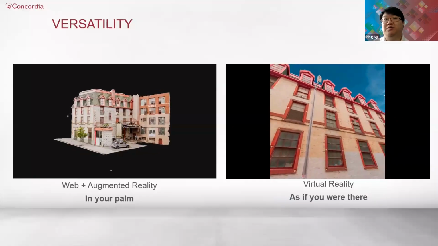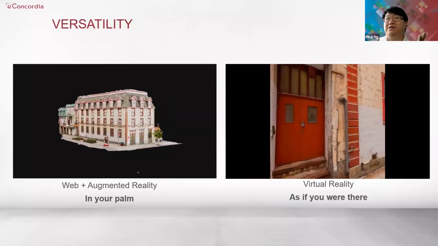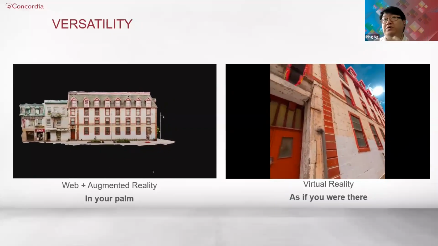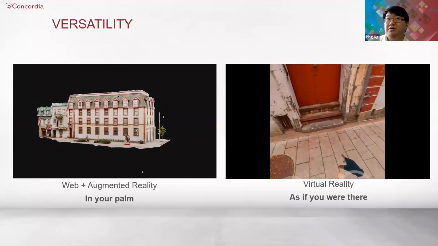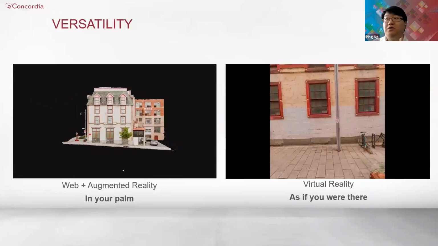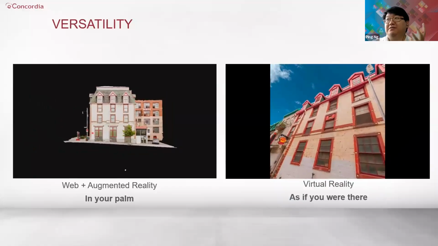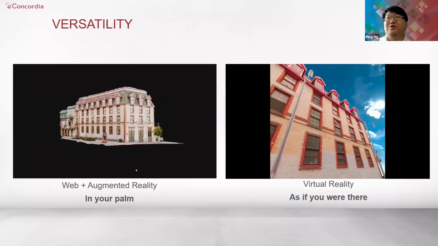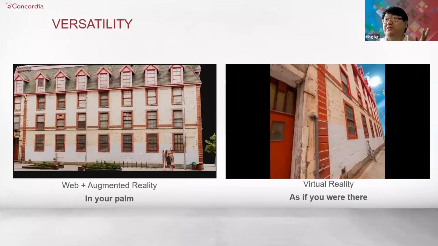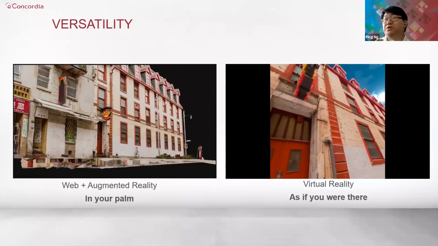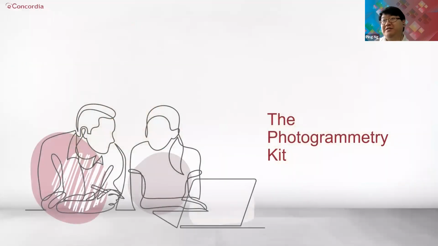And so, like I mentioned before, you can do it on the web, you can do it in augmented reality, what we call content in your palm, but you can also go into virtual reality where it's as if you were there. So in the unfortunate event that the building no longer exists for whatever reason, there is this virtual version of the building that's immortal, eternal, that can be reused and used in different ways. So this is the general idea, an example of how photogrammetry can be an interesting undertaking for us.